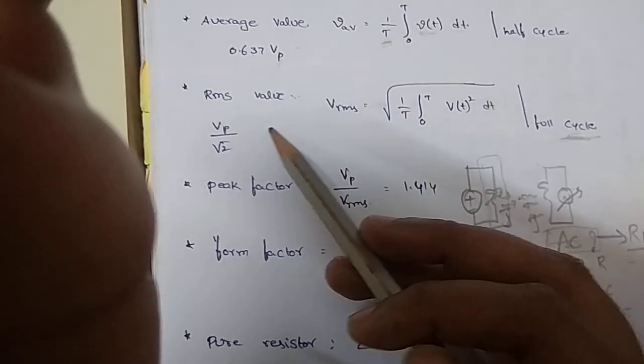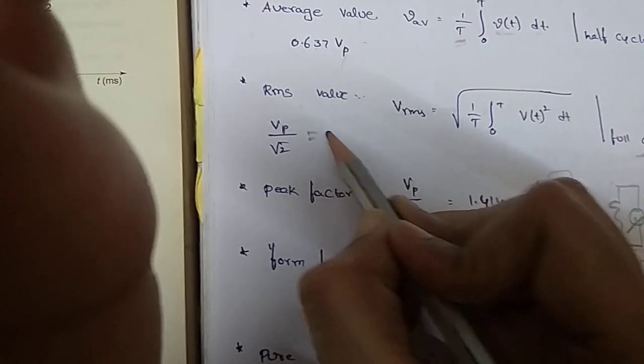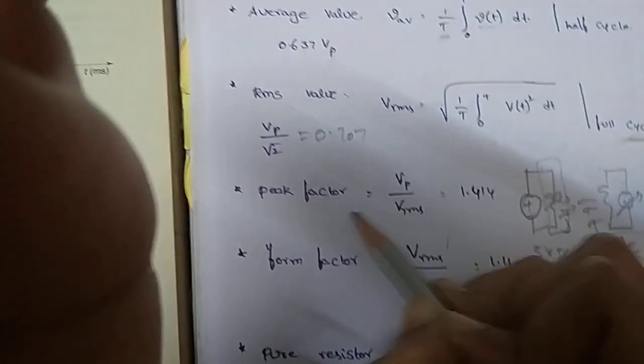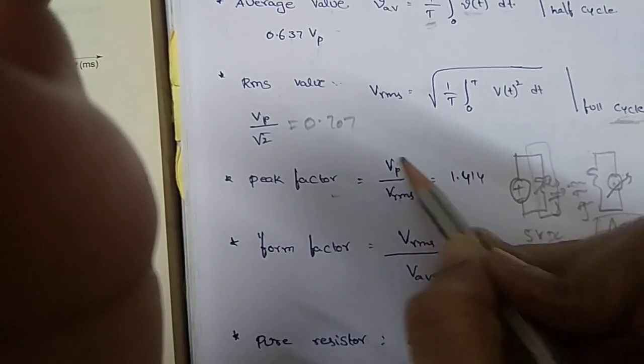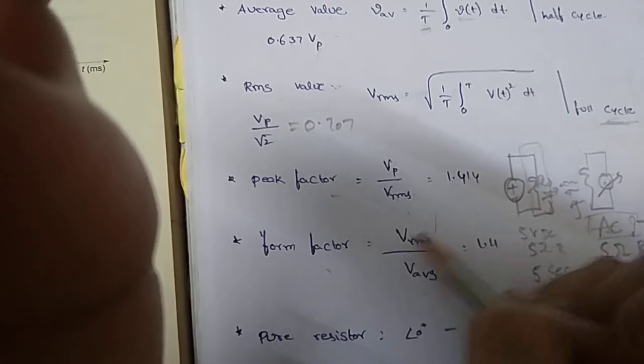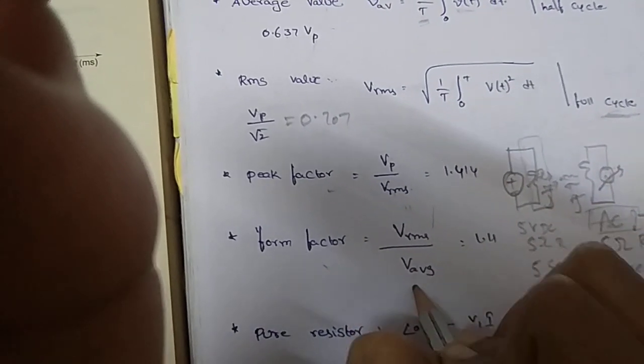And similar to this one, your RMS value will be equal to 0.707 times the peak value. Again, peak factor is easy to remember: peak value by RMS value. Form factor: RMS by average.